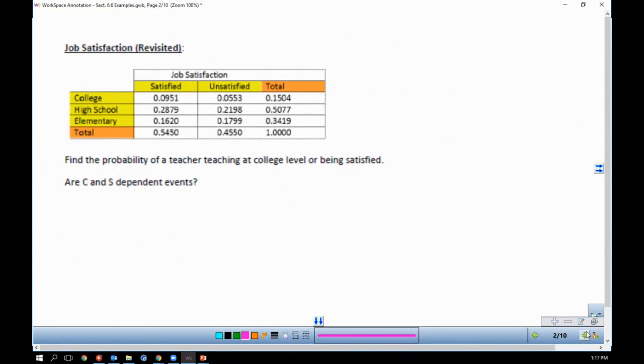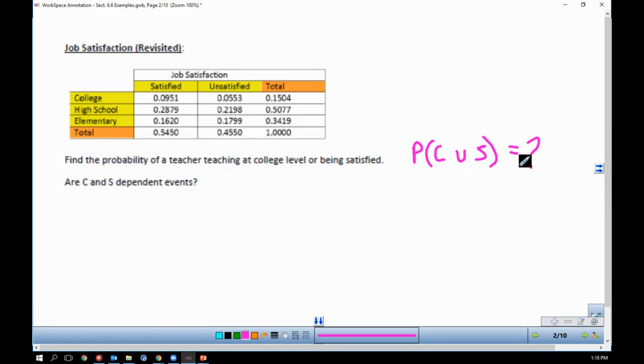Do we need to round? I don't think we should have to round on this one. Okay. No rounding needed. Cause I got 0.6003. That's right. I was just checking. Okay, so find the probability of a teacher teaching at the college level or being satisfied. So we want the probability of college or satisfied. That's what we're wanting to find.